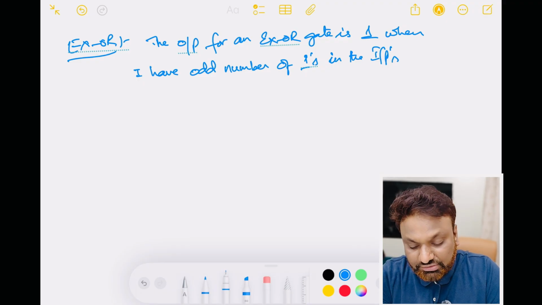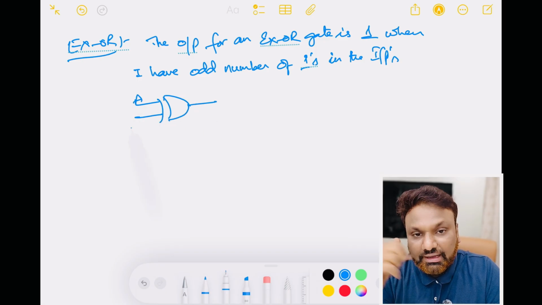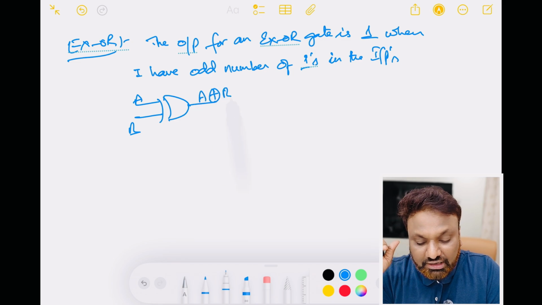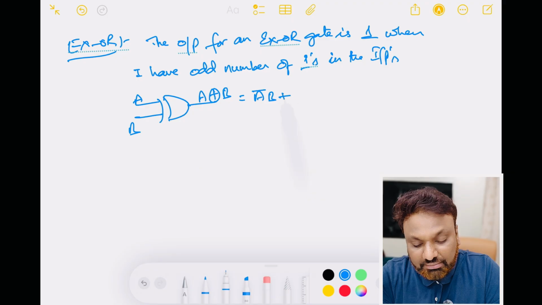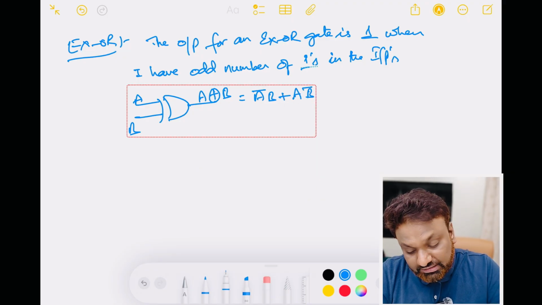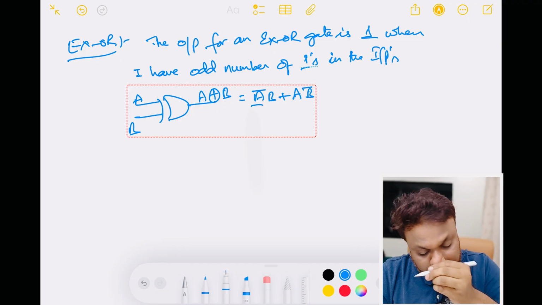Okay, so the exclusive OR gate symbol is shown like this. This is an exclusive OR gate where my inputs are A and B. My output is nothing but A XOR B. A XOR B is written as A bar B plus A B bar. Okay, this is the notation, right? A bar B plus A B bar. How we have written this one, I will also tell you.